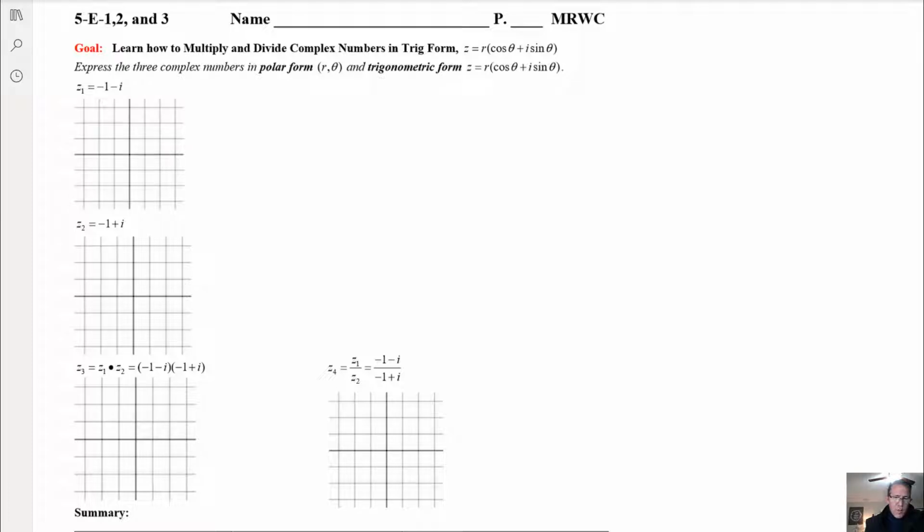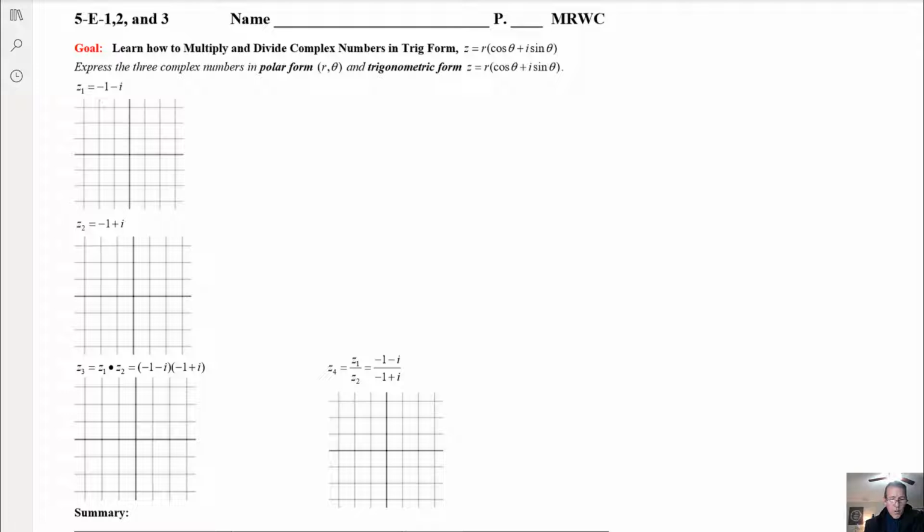So we're given z1 and z2. Those are our original complex numbers. We're going to get those both in trig form. Then we're going to multiply them in Cartesian form, and then divide them as well. Then we're going to get all four numbers, z1, z2, z3, z4, in trig form, which you already know how to do. When we look at the results, you're going to be astonished, amazed, if you will, by the relationship between the complex numbers and their product and the quotient.